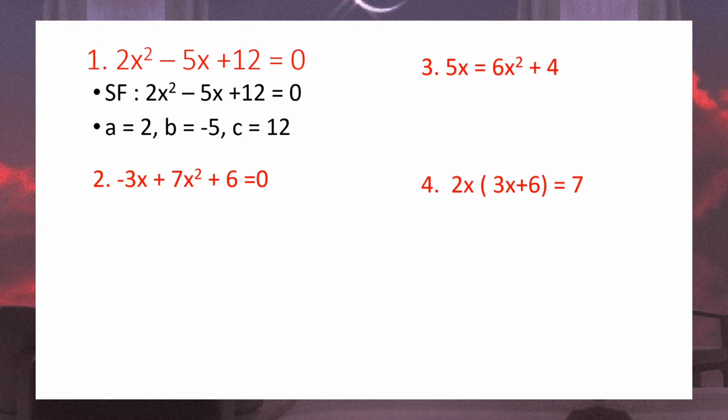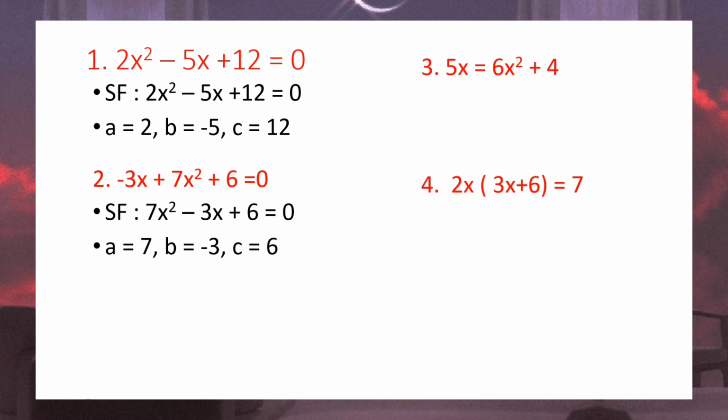Now, in item number 2, as you can see, it is not written in standard form. So, we will just put 7x squared to the leftmost part. So, the standard form should be 7x squared, copy negative 3x plus 6 equals 0. Then, the values of A, B, C are A equals 7, B equals negative 3, and C equals positive 6.